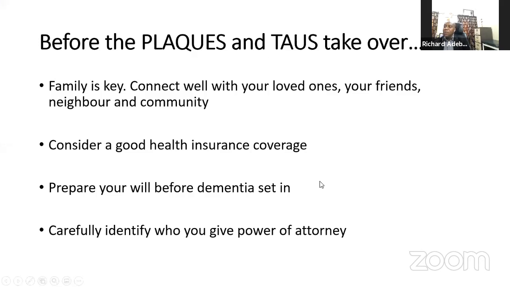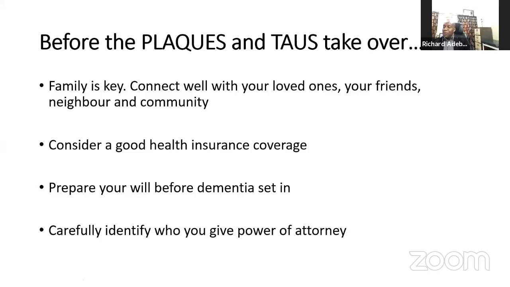You may also need to consider a good health insurance coverage to take care of you in your old age. You need to prepare your will before dementia sets in, so that people will not start fighting in future over whether you were already demented when you did your will. It doesn't mean that one wants to die, no, but you need to prepare for that age, especially if you have a family history of dementia.